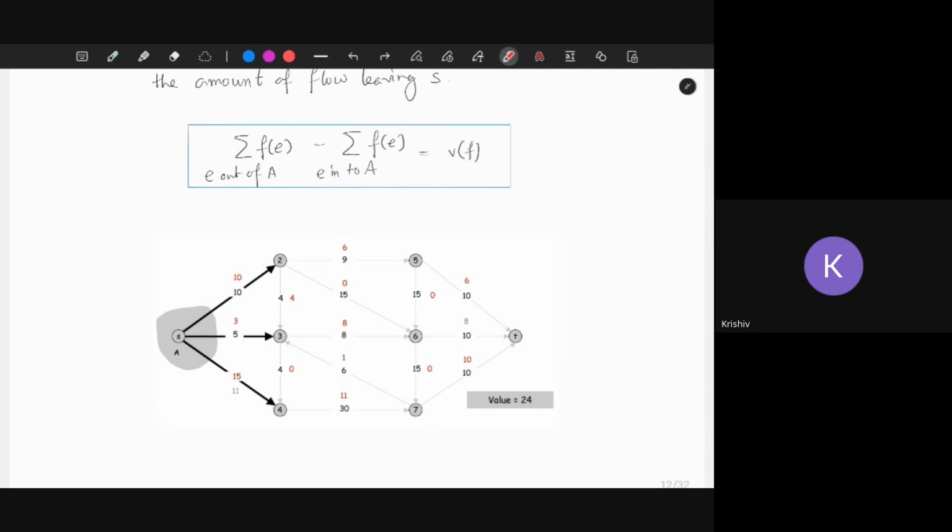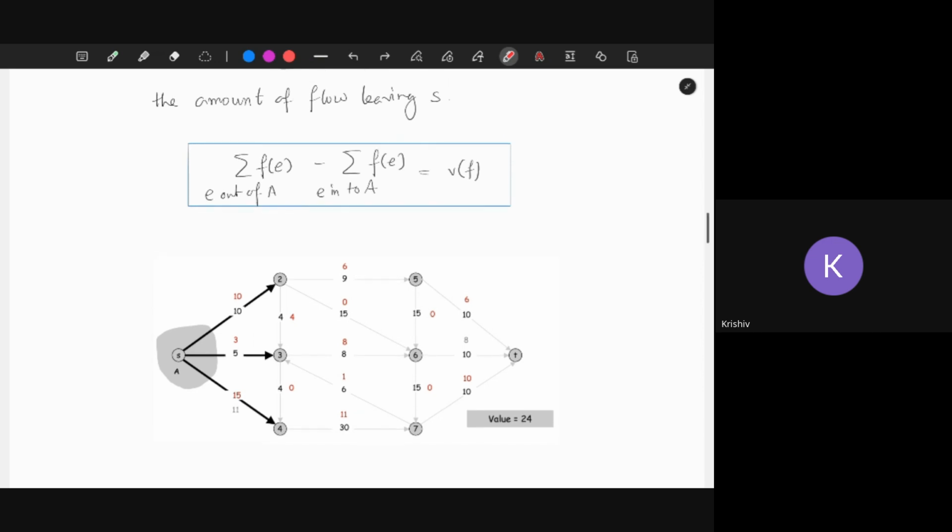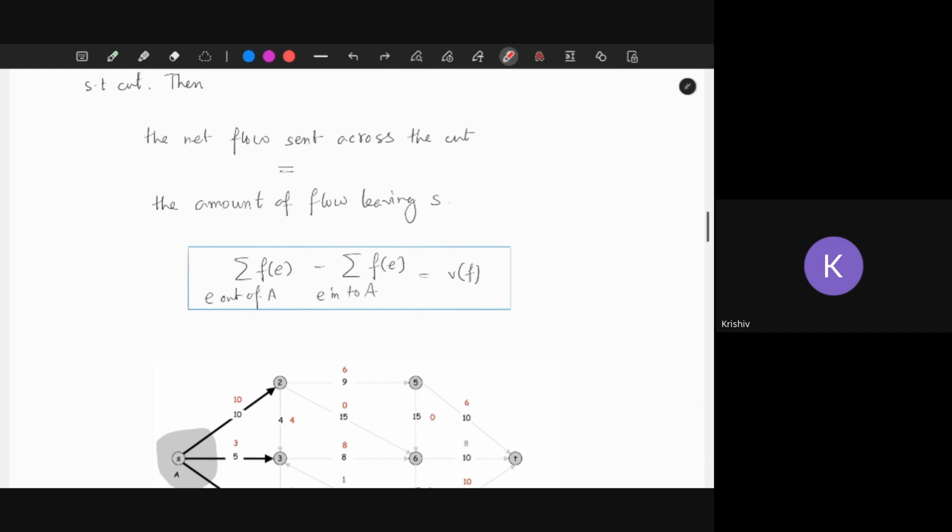One thing, there is a mistake in all these colors. This 15 should be in black and 11 should be in red. Sorry, I missed that. What is the line with the amount of flow leaving us? Oh, this one. Yeah.